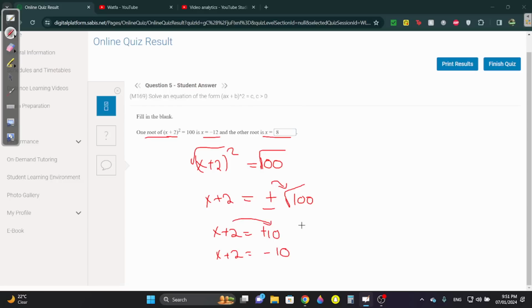Okay, 2 to the other side, you get x equals 8. And then for this one here, 2 to the other side, you get minus 12. So your two solutions are minus 12, which is given, and they want the other solution, which is 8.